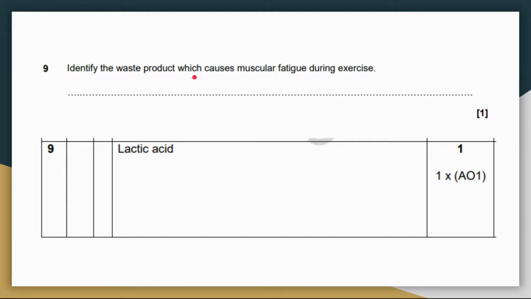Identify the waste product which causes muscular fatigue during exercise, and this is referring specifically to anaerobic exercise, and the waste product is lactic acid. So that's caused by an oxygen debt in the muscles. So the answer is lactic acid.